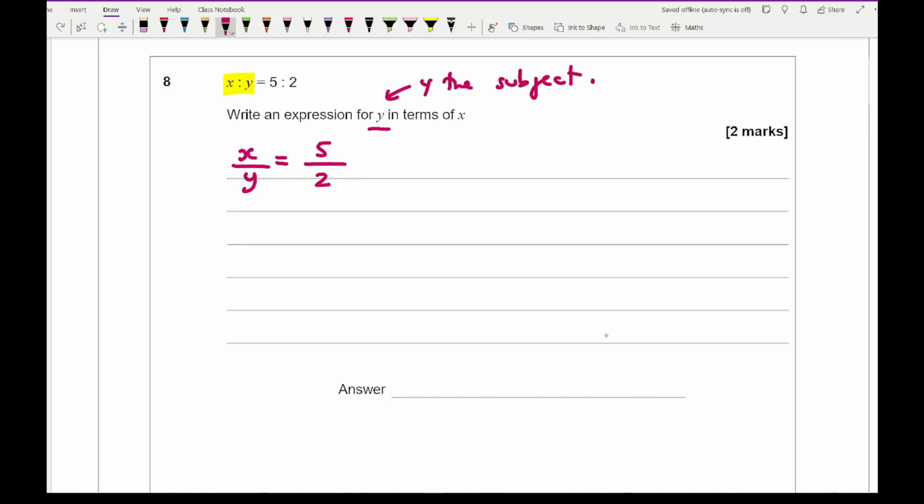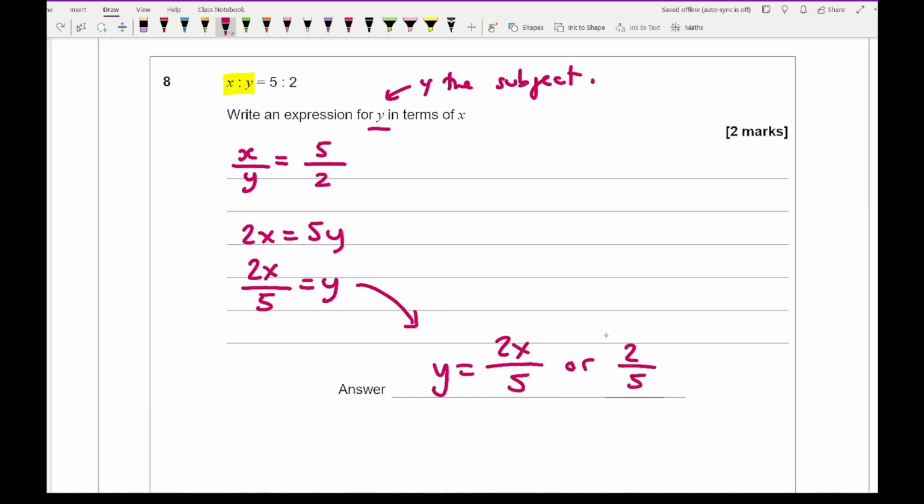So if I do a bit of cross multiplying, I get 2x equals 5y. I want to then get rid of the 5, so it's 2x divided by 5 equals y, and that there is my answer. So y equals 2x over 5, or you can write it as 2/5 x, or you could write it as 0.4 x. So any of those would be absolutely fine, but make sure you do write equals y.